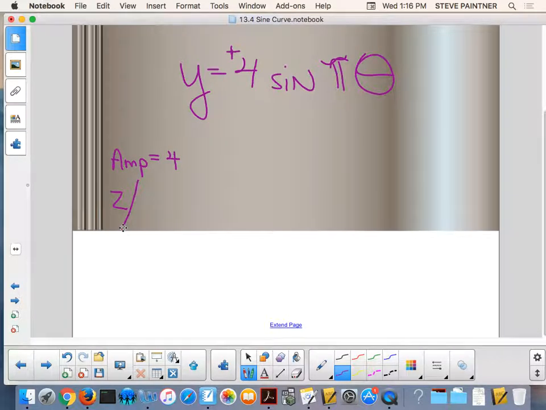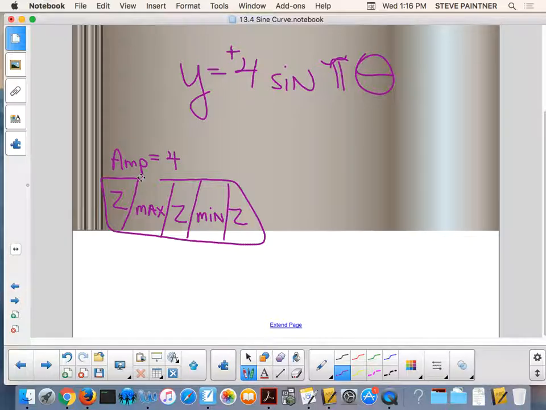So you should be thinking this follows what pattern? 0, then what? Max. 0. And by the way, when I say max, how high? 4. The amplitude. Yeah, 4. 0, Min. 0. Okay. So guys, if this would have been a negative 4, you would have said 0, Min. 0. Max. 0. Okay, so that's not hard, right?